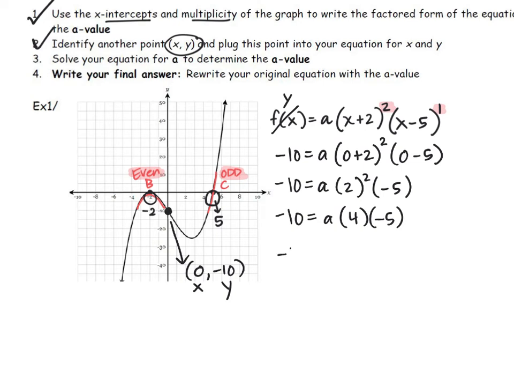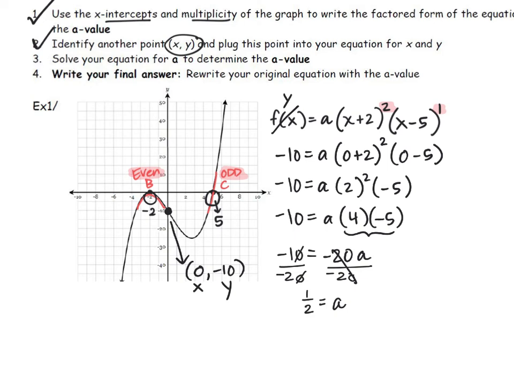And then lastly, I get -10 equals, let's multiply these two numbers. 4 times -5 is -20a. To solve for a, we have one more step, divide by -20. Okay, I get a equals, I'm going to reduce this fraction. I can divide by 10 to make those zeros go away. And since they're both negative, I get 1/2.